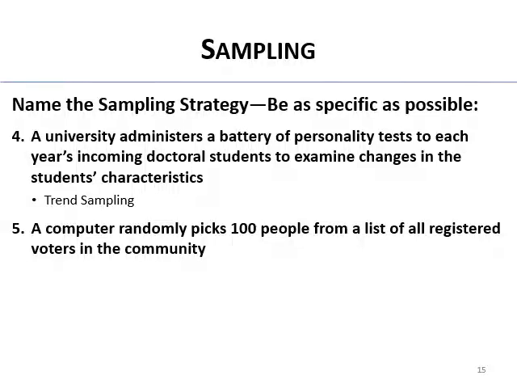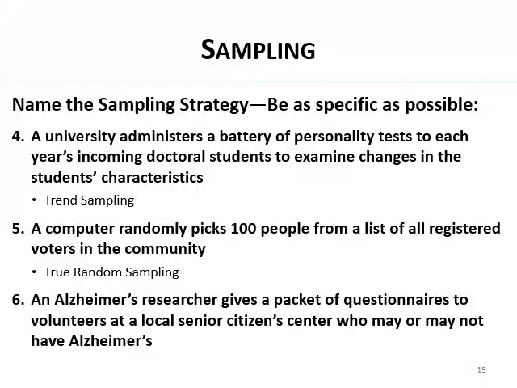A computer randomly picks 100 people from a list of all registered voters in the community. This one is the most simple type of random way of picking. True random sample.